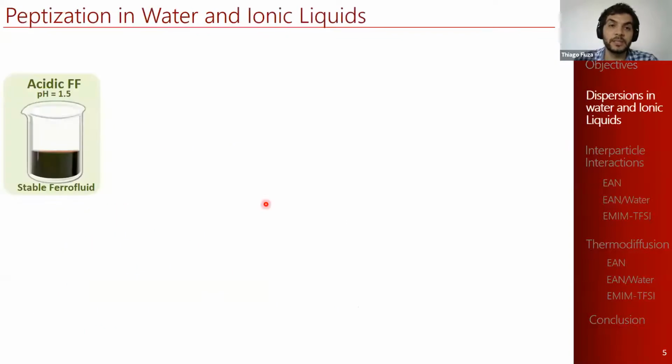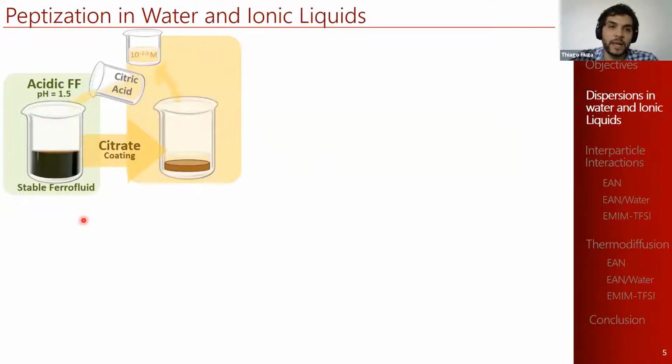So first, let's talk about the dispersion in ionic liquids. We start from an acidic ferrofluid at pH around 1.5, composed of maghemite nanoparticles. This is stable, and then we need to do a surface coating in order to be able to disperse them in ethyl ammonium nitrate. So we add citric acid and create a citrate coating and regulate the ionic strength by several washings to around 10 to the minus 2.5 mole per liter.